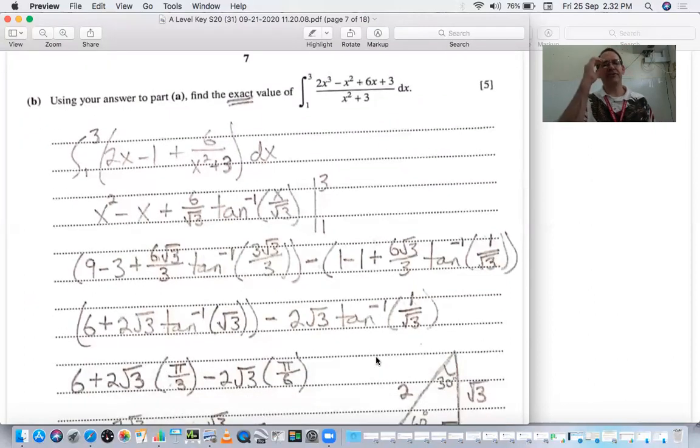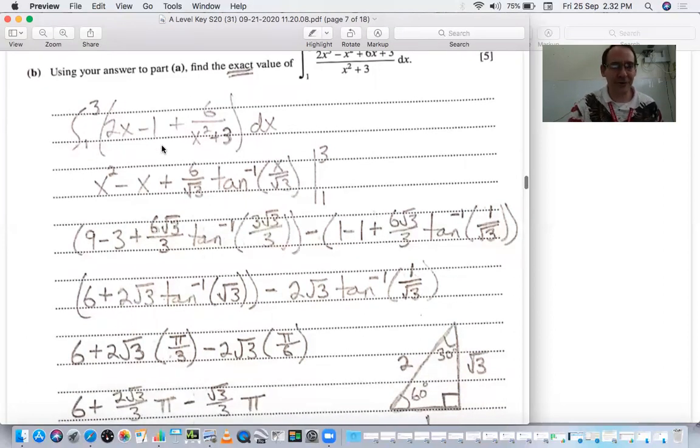Moving on, using your answer to part A, find the exact value of this fraction, and we are integrating it from 1 to 3. So here's the integral with the bounds of 1 to 3. Notice I put the remainder here, 2x minus 1, or the quotient, plus the remainder, 6 over x squared plus 3 dx. So the first couple is just algebraic integration. Add 1, divide by that number, you get x squared. Add 1, divide by 1, you get negative x.